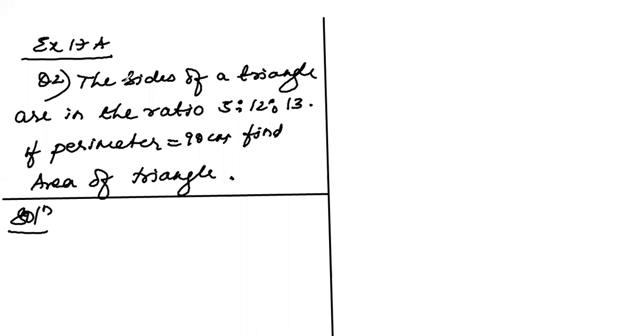Question number 2, children. The sides of a triangle are in the ratio 5:12:13. The ratio of the 3 sides is given, and the perimeter is 90 centimeters. Perimeter means the sum of all 3 sides is 90 centimeters. Find the area of the triangle.